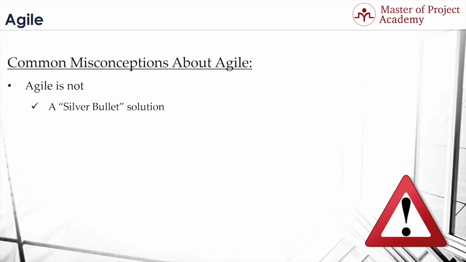Second common misconception about Agile. Agile is not an excuse for poor requirement definition. Agile methodologies aim to reduce the comprehensive documentation, unlike conventional project management methodologies. But this does not mean that the requirements will be defined less. Therefore, adopting Agile methodology should not be seen as an excuse for poor requirement definition.